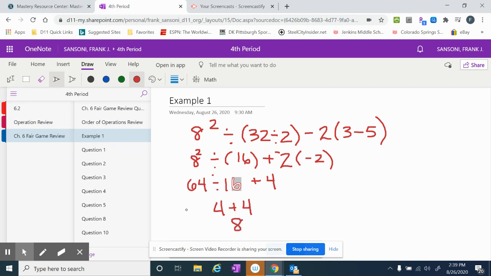Okay? Notice that each line is its own step. I start with the original, then I do my first order of operations. I solve the parentheses. Then I did my exponents. Then I did my division. And last but not least, I did my addition. Once again, we followed the order of operations so that everybody gets the same answer. If you deviate from that, you are not going to get the right answer.